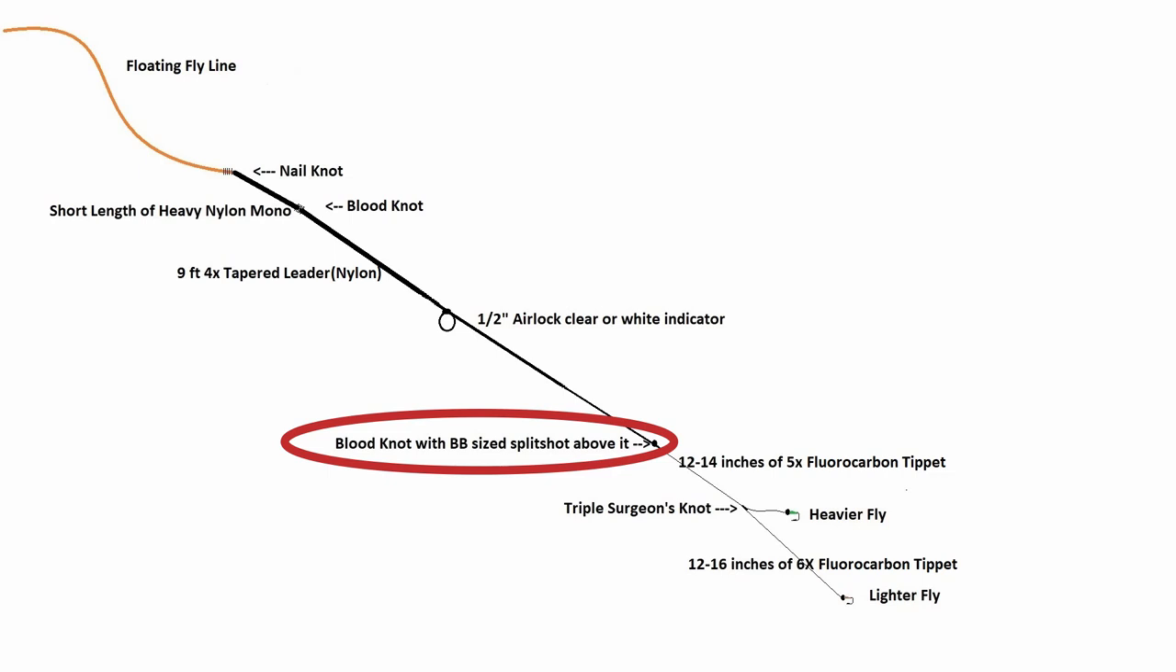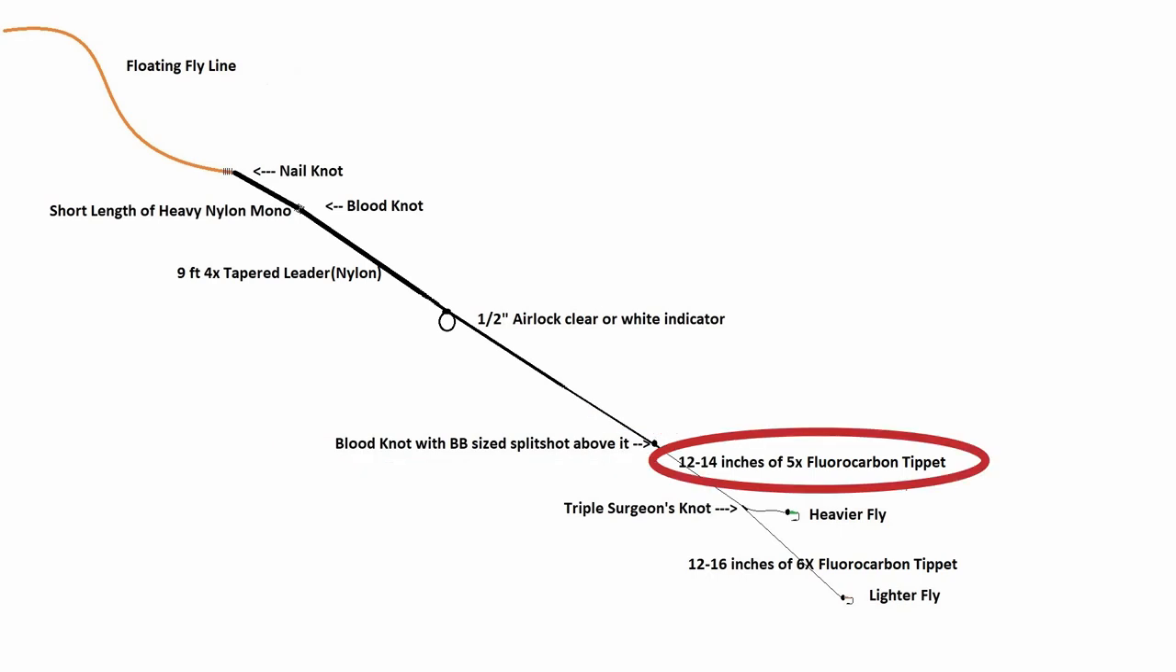I typically start with a BB size single split shot. I feel like that has enough weight to get the rig down in most cases. If I need to add shot, I do, but I rarely feel like it's too much shot. So it's a good starting place and you can always add more. And it'll still work for you in shallow water.